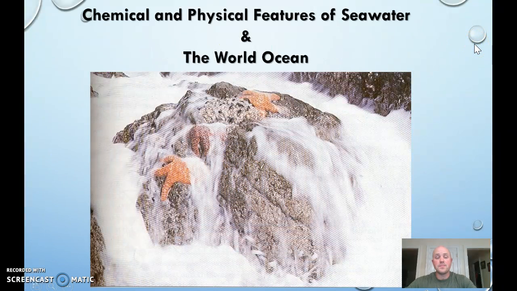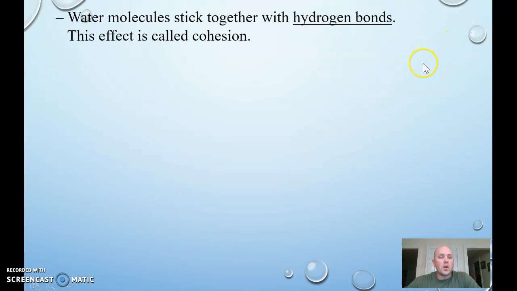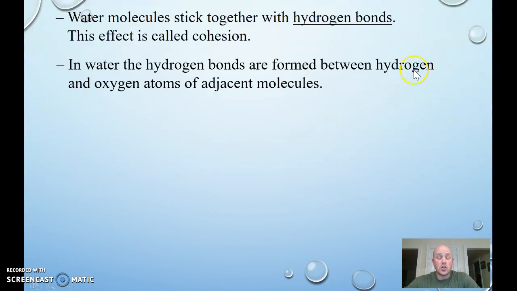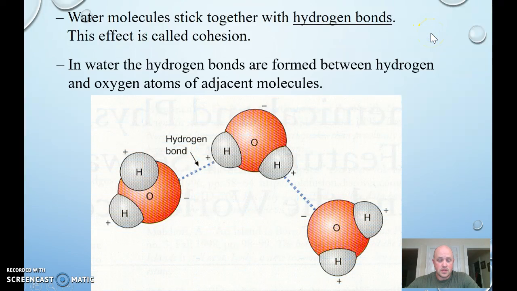Okay, next part. Chemical and physical features of seawater and the world ocean. Water molecules stick together with hydrogen bonds. This effect is called cohesion. I might be running over some chemistry stuff if you've taken chemistry yet. In water, hydrogen bonds are formed between hydrogen and oxygen atoms of adjacent molecules. So you can see the hydrogen bond between these water molecules right here.